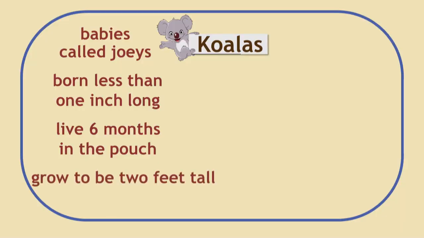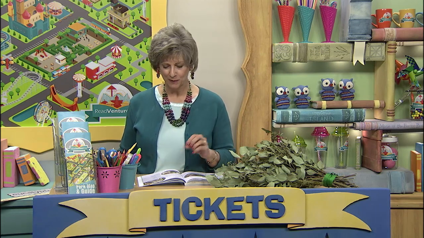They grow to be about 2 feet tall and weigh about 30 pounds. So are you starting to notice what things are different and what things are the same? Don't put them in the middle yet. Let's get all of our information and then do our comparison. Okay? Let's read aloud the captions about baby koalas and adult koalas.